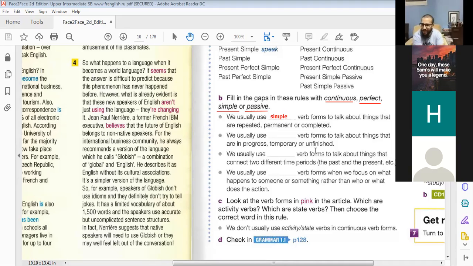Okay, the second one. I go with continuous. About things that are in progress, temporary, unfinished. Did you know that another word for the continuous is the progressive in some books? They call it the present progressive. Okay. Let's see. Maybe that's also correct. What about the next one? Perfect. Yeah, perfect.